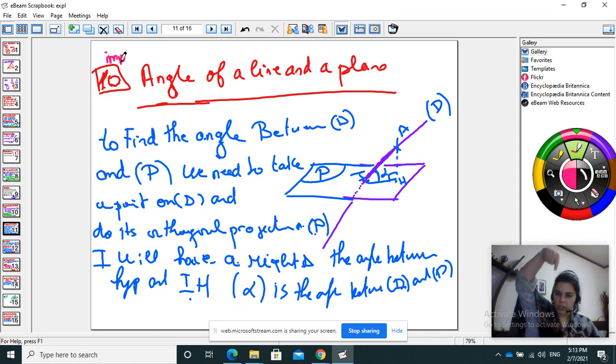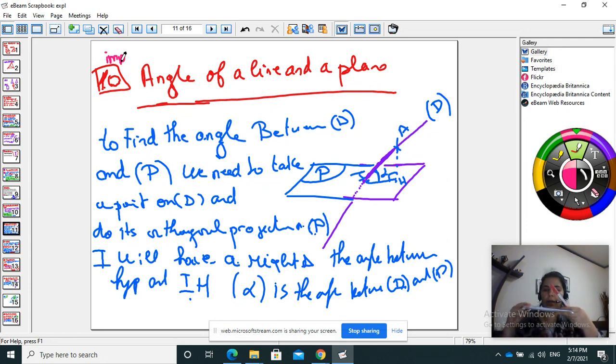It means the orthogonal projection: I go down straight like this. And I will have now a right triangle, and then I will find the angle between the hypotenuse and IH. If you look at the figure, this alpha is the acute angle between the line and the plane. What does that mean? For example, this is my plane. This is my line.